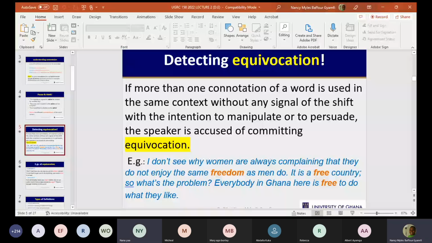Madam, read the example down there. Yes, go ahead. Please, I cannot see the example. Oh, it's down there. Who can see my slide, please?